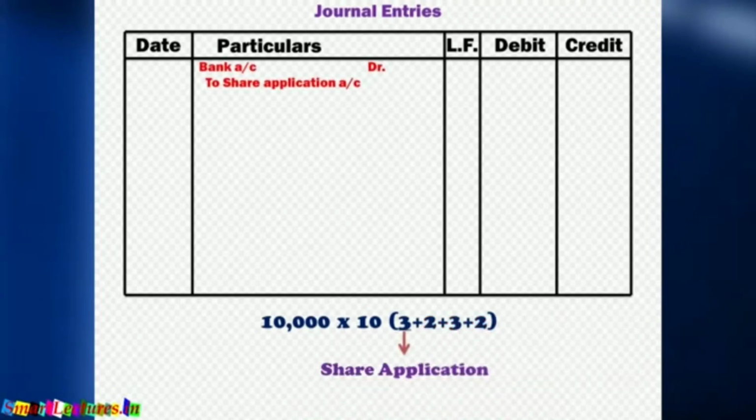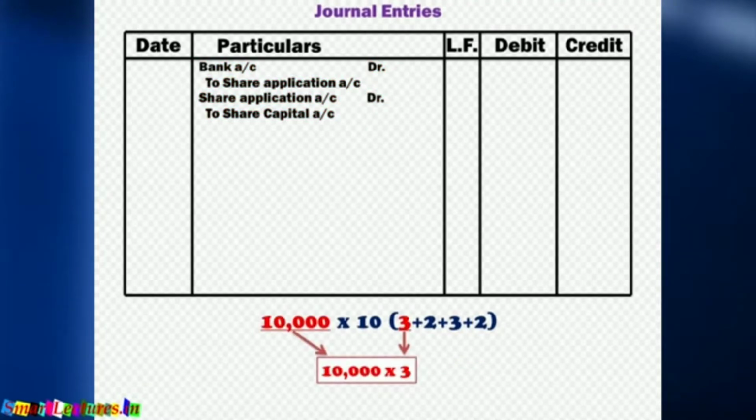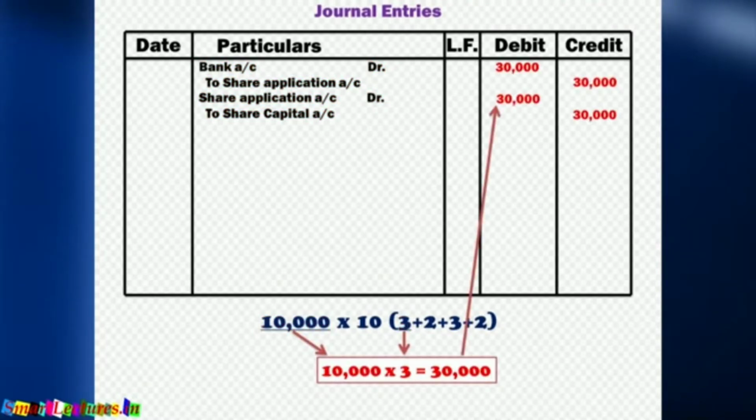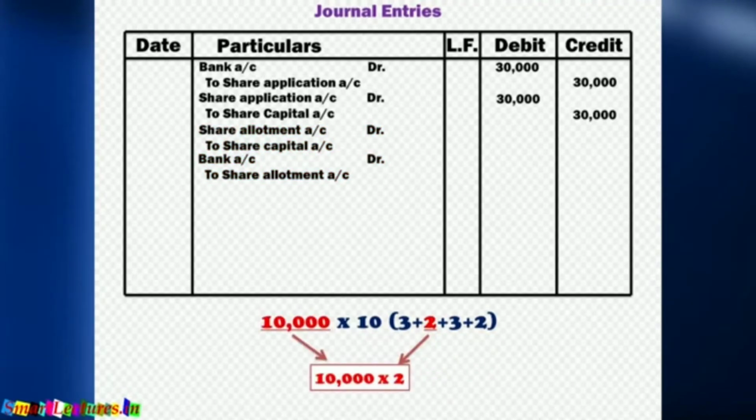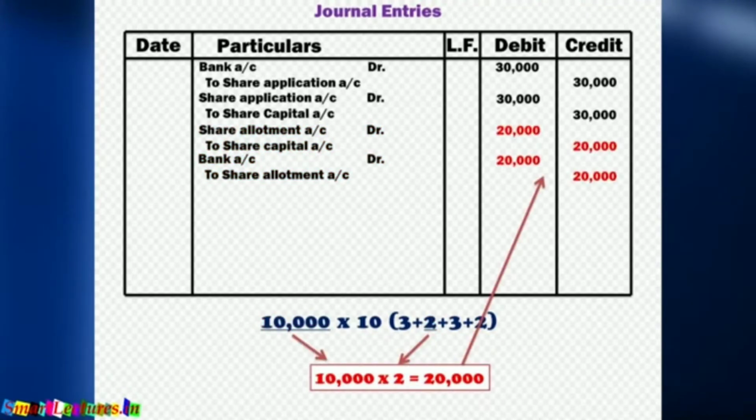So, bank account debit to share application account, and share application account debit to share capital account, and the amounts will be 10,000 into 3, 30,000 rupees for both of them. Then share allotment account debit to share capital account, bank account debit to share allotment account, and the amounts for both of them will be 10,000 into 2, 20,000 rupees.